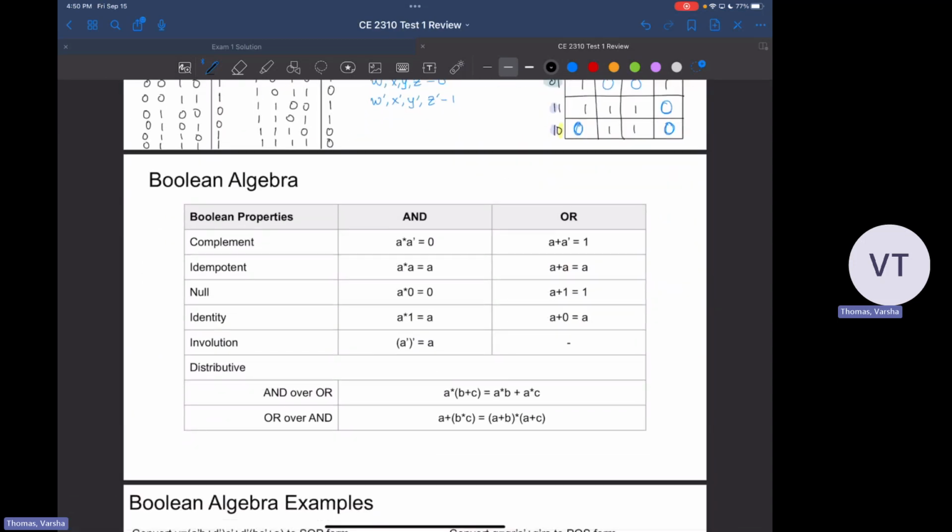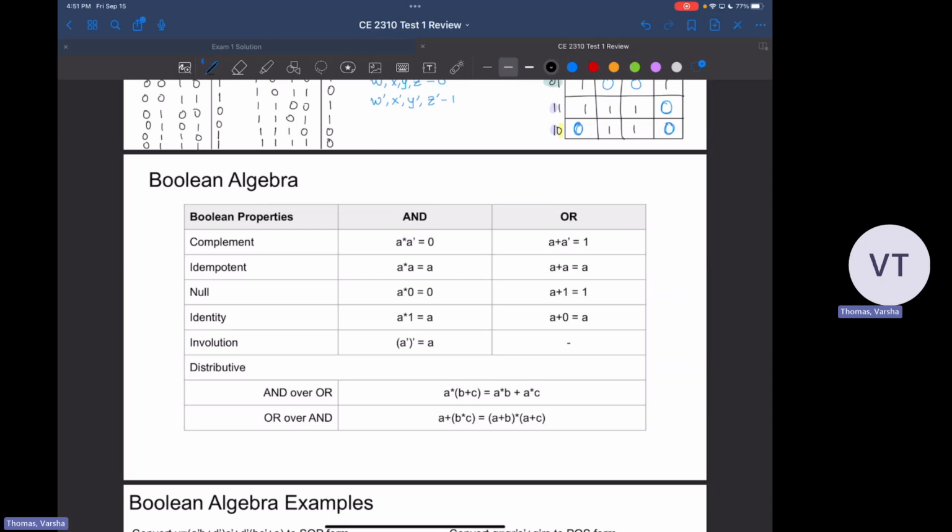Our next topic is Boolean algebra. This is just a table of all the Boolean properties that you will have learned in class. I organized it this way because for complement and idempotent properties, it just made sense for me to look at them this way. It is a very useful table to memorize. If you do not have it memorized, don't panic.